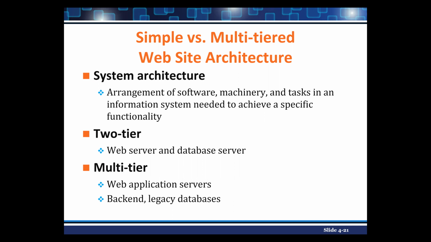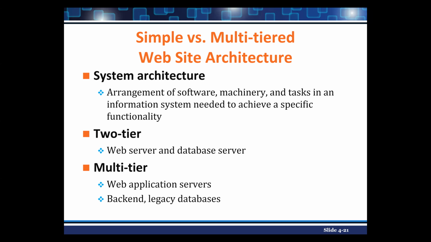But if your system is complicated, two tier is not enough, you may need to have multi-tier, for example, three tier or four tier of the servers. So with multi-tier, for example, we may have web application servers as a main server that contacts with the customer. And on the other side, the other tier, we have the backend. We have legacy databases, so when the customer orders or browses the information, they may have to get the data from the legacy databases as well.